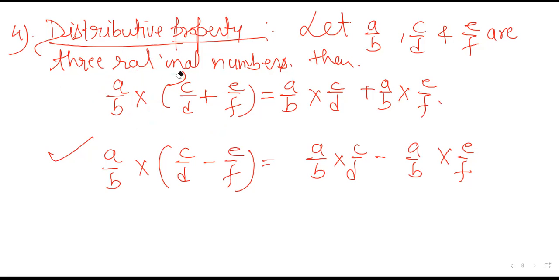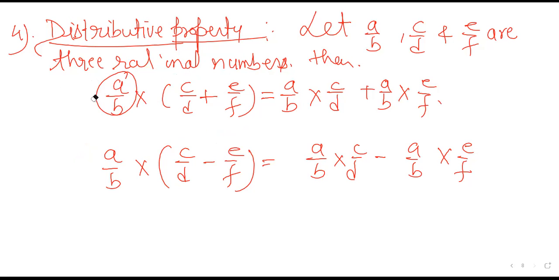Now why do we call this one distributive? This is a very easy thing to understand. The number which is outside will be distributed to both the numbers, that's why it is known as the distributive property.